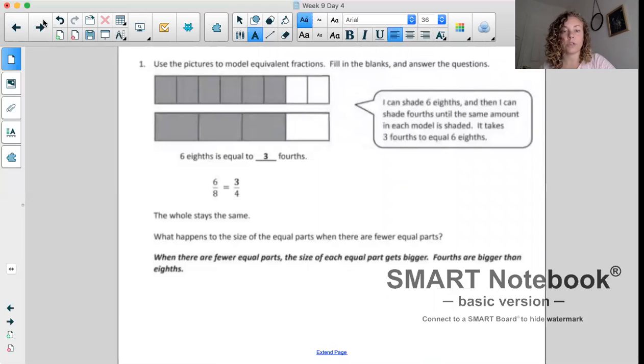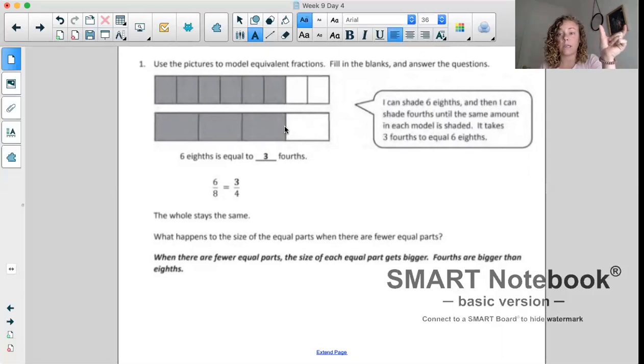Use the pictures to model equivalent fractions. Fill in the blank and answer the questions. First of all, let's remember, what does equivalent mean? It means equal or the same. So when I notice this line and this line line up, I notice these lines line up. Notice those line up right away.